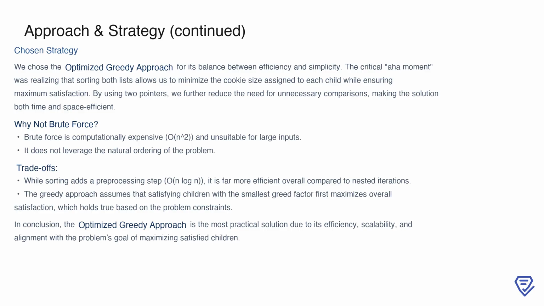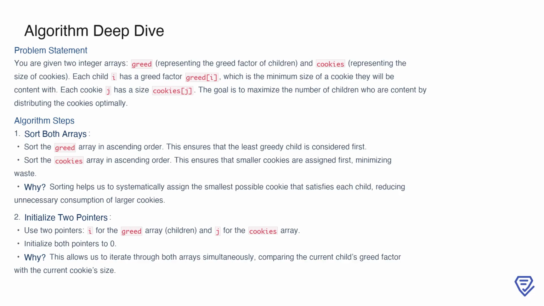The problem asks us to distribute cookies to children in a way that maximizes the number of content children. Each child has a greed factor, which specifies the minimum size of the cookie that can satisfy them, and each cookie has a size. To solve this, we need to assign cookies optimally so that we waste the least amount of resources.